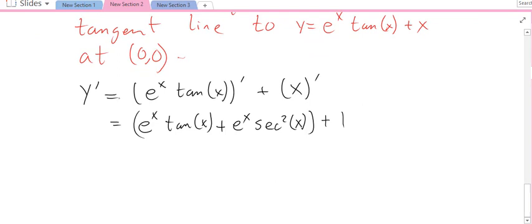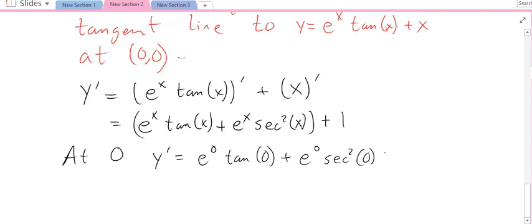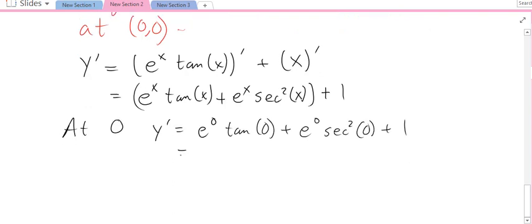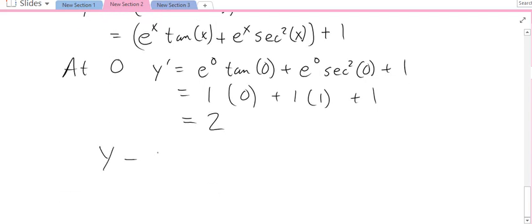Now we want to know the derivative value at 0, so we just plug in 0 here. At 0, y prime equals e to the 0 times tangent of 0, plus e to the 0 times secant squared of 0, plus 1. And we get 1 times 0 plus 1 times 1 plus 1 here. So the derivative at this point is just 2. If we want to come up with our tangent line using point-slope form, it should just be y equals 2x.